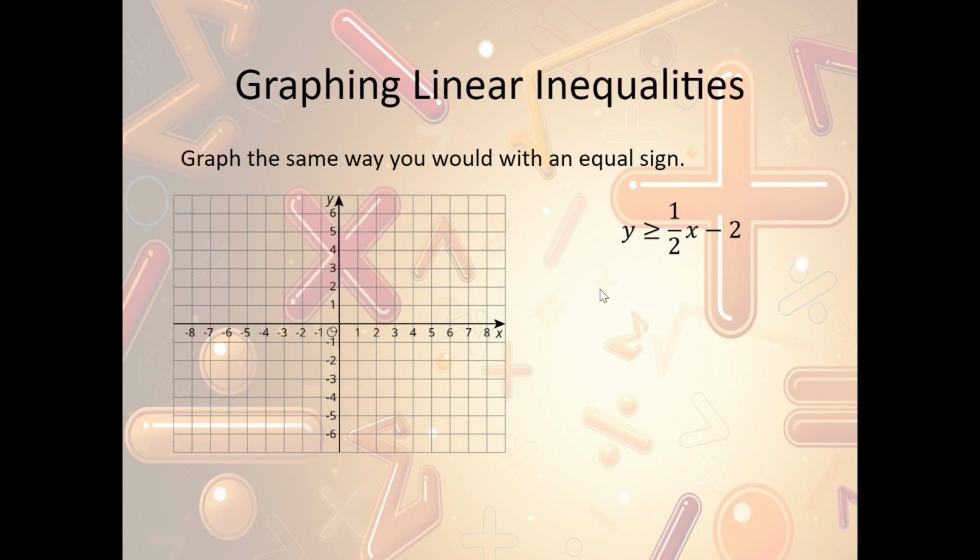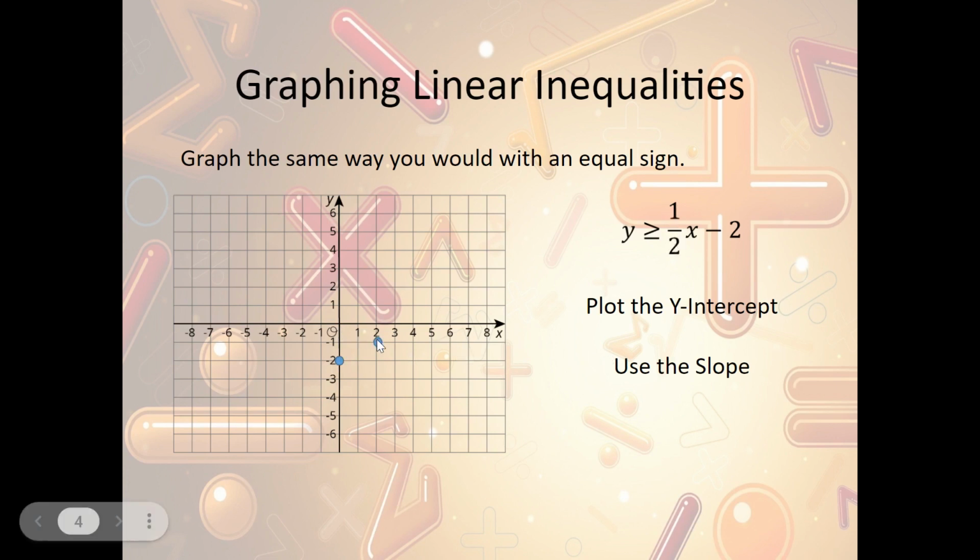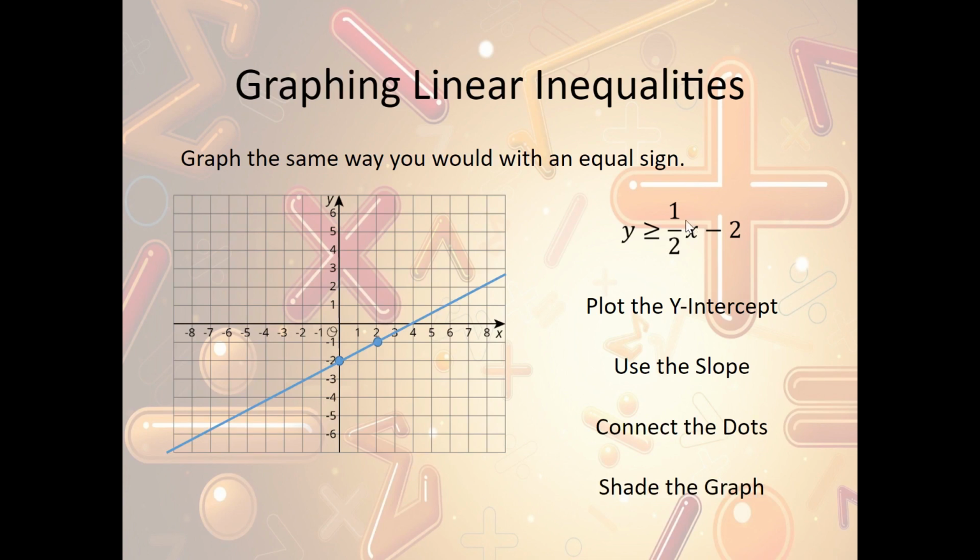Well, with inequalities, we're going to graph them the same way. So just like we did before, we're going to plot the y-intercept, which in this case is -2, so I go down 2 and plot that point. Then I use the slope to plot the second point. Well, this is change in y, so we're going up 1 to the right 2. So we go up 1 to the right 2, plot my point, connect the dots, and now I have my line. Now the difference is we're going to shade where the y values are bigger than the line.